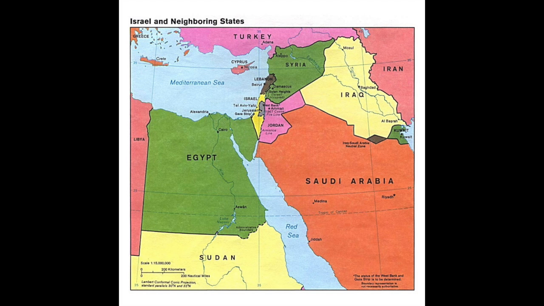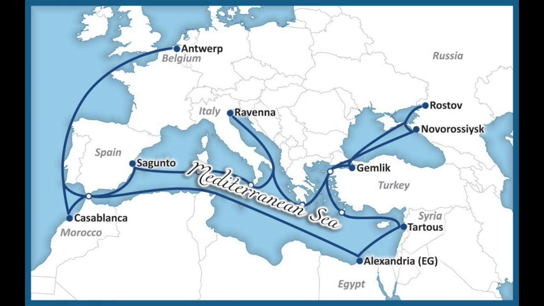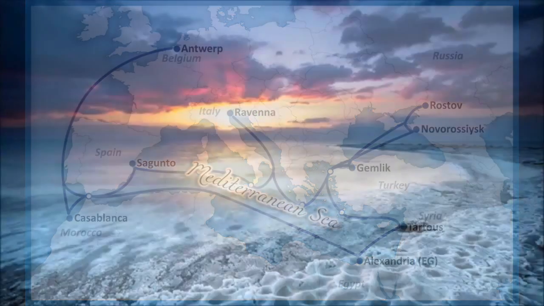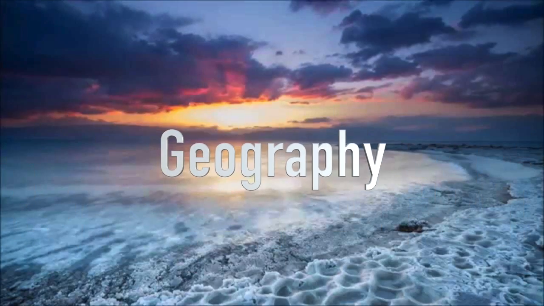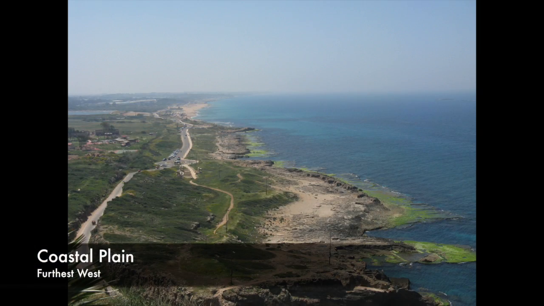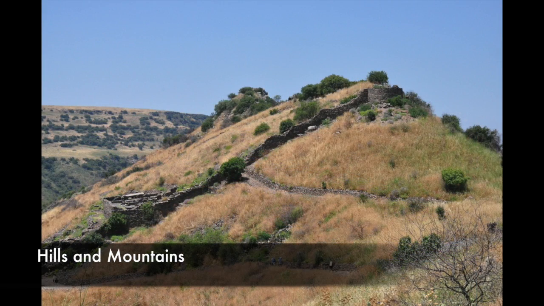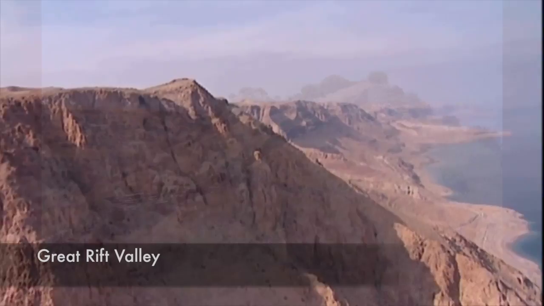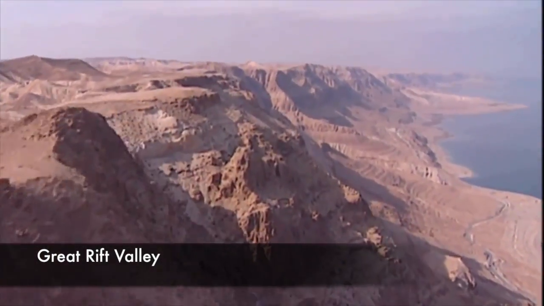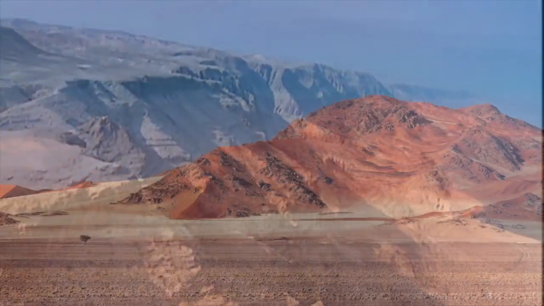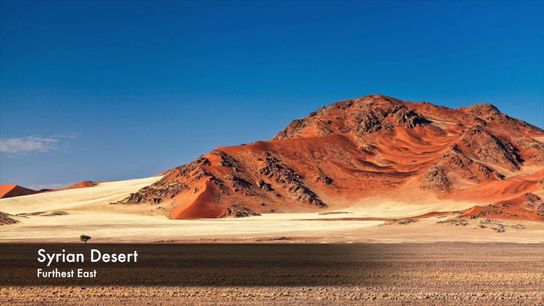Israel and its neighbors are located on the edge of the Mediterranean Sea, an important trade waterway during early civilization. This region has 4 geographic areas. To the west is a long coastal plain. East of this is a string of hills and mountains, and even further east lies part of the Great Rift Valley. Farthest east is the Syrian desert.